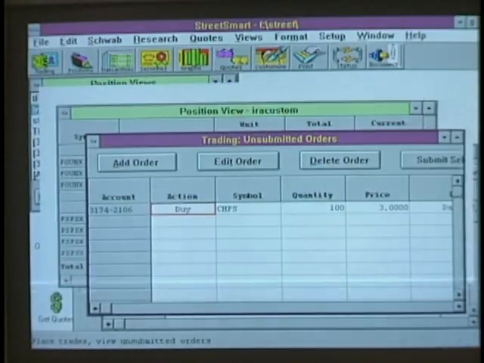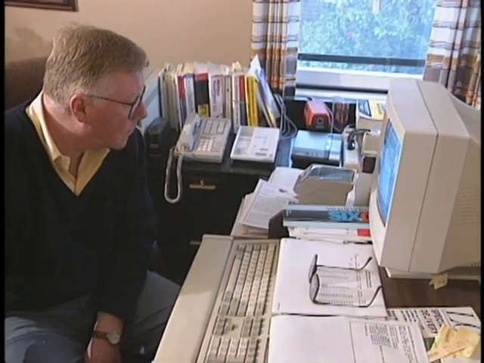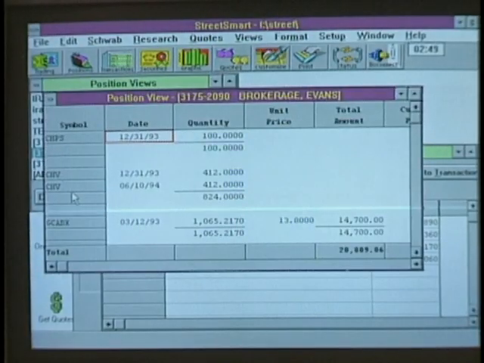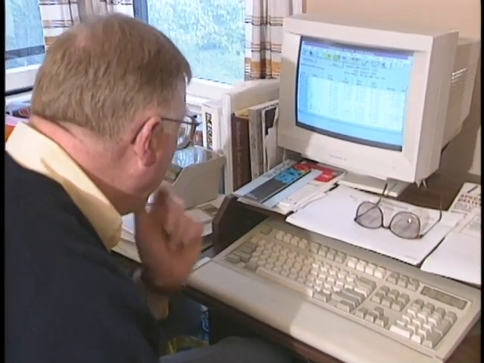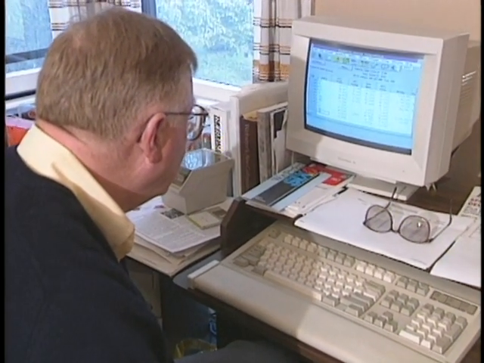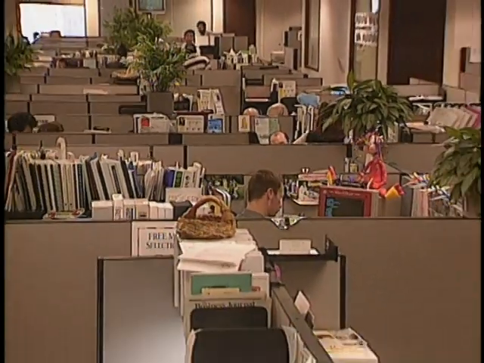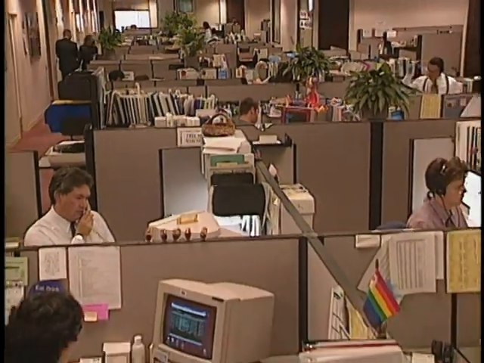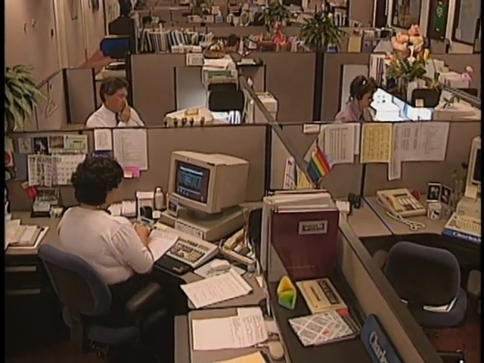StreetSmart users can buy and sell stocks, bonds, and mutual funds online 24 hours a day. The program also tracks account balances, positions, and transactions, and it maintains an unlimited number of portfolios. StreetSmart traders get a 10% discount on commissions and accumulate credits which can be used to obtain Dow Jones news and other investment research. While most trades are still handled in the old-fashioned way, by a telephone call to a broker, Schwab is eager to expand the use of online trading.